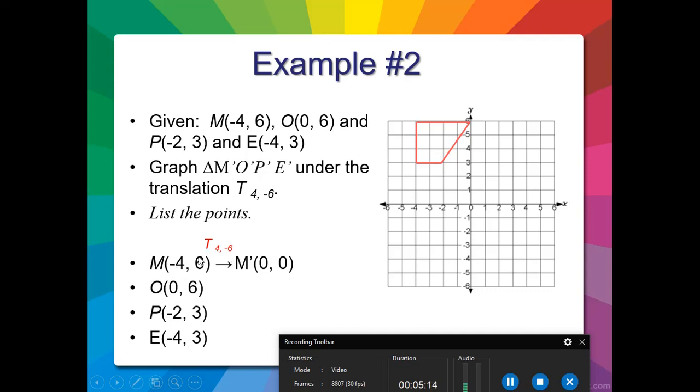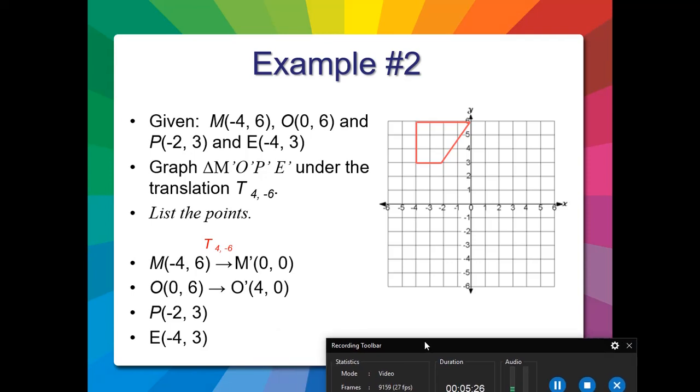So I took -4 and I added 4 to get 0. And then I had 6 minus 6 to also get 0. So we're going to add 4 to all x coordinates and subtract 6 from all y's. This is my new location of O prime, P prime, and finally E prime. So now that I know the locations of the prime image, I'm going to go ahead and plot that. You should see a congruent figure, and that's exactly what I have. So we basically took the figure and we slid it over and down. Congruent. If it's not congruent, you'll know something's wrong.